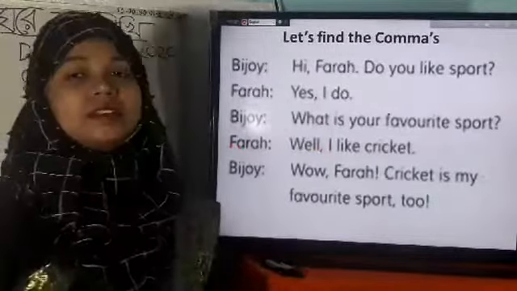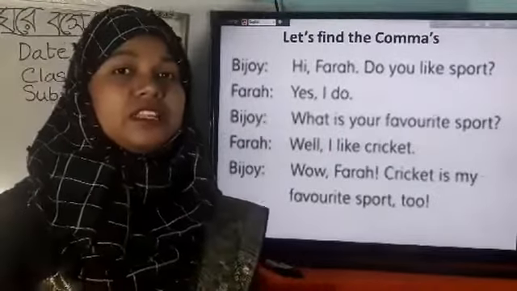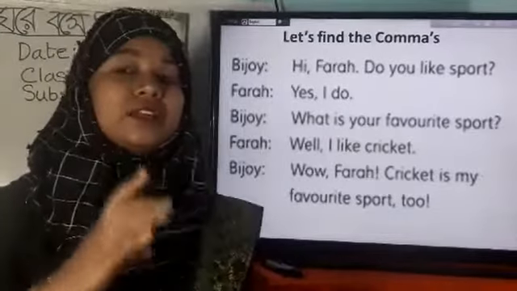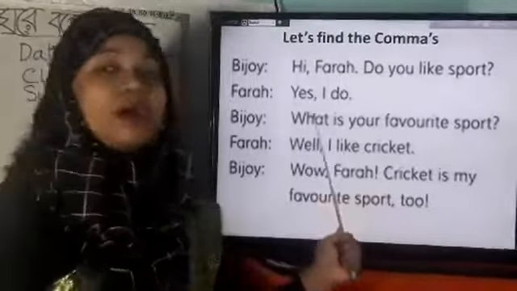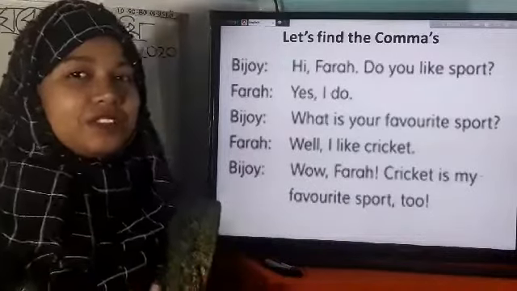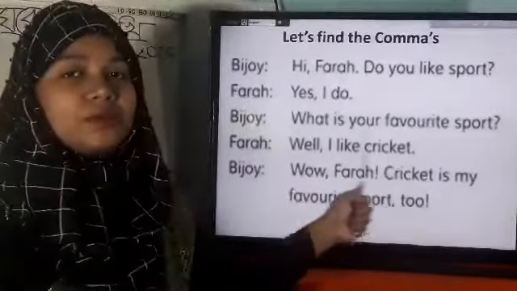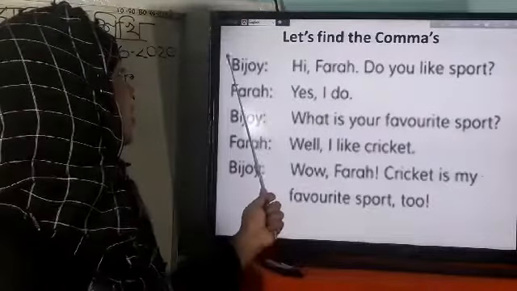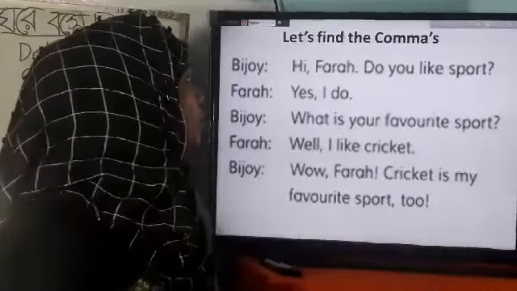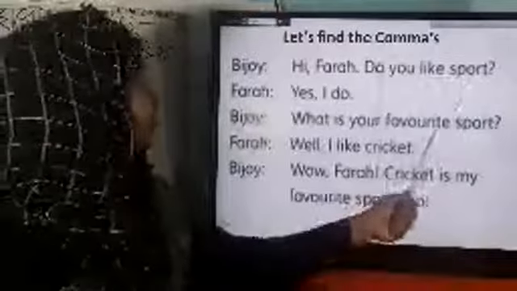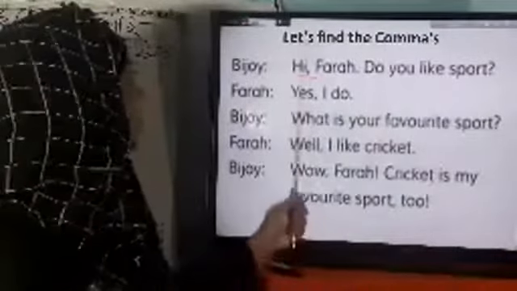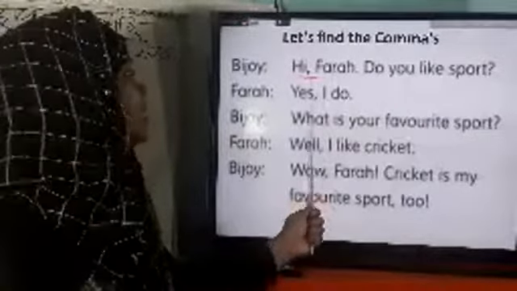Now we have to find the commas in this dialogue. আমরা এখন আমাদের এই ডায়ালগ কথোপকথন থেকে কমাগুলো খুঁজে বের করব dear student, because our today's topic is comma. Here is Bijoy: Hi Farah, do you like sport? In this sentence, where is the comma? Here, after hi and before Farah, is a comma.